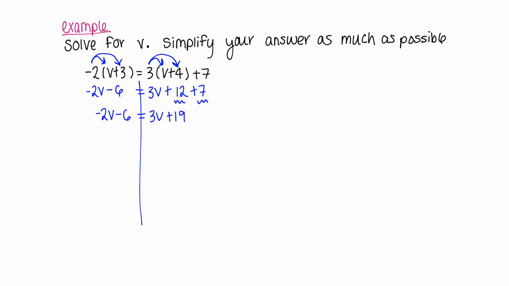I'm going to move my variables to the left-hand side because personally that's what I like to do. This is a personal decision that you can make as long as you're doing mathematically sound steps. It doesn't matter if you move it to the left or the right. Okay, so those 3v's are going to cancel. Negative 2v minus 3v will be negative 5v minus 6 equal to 19.